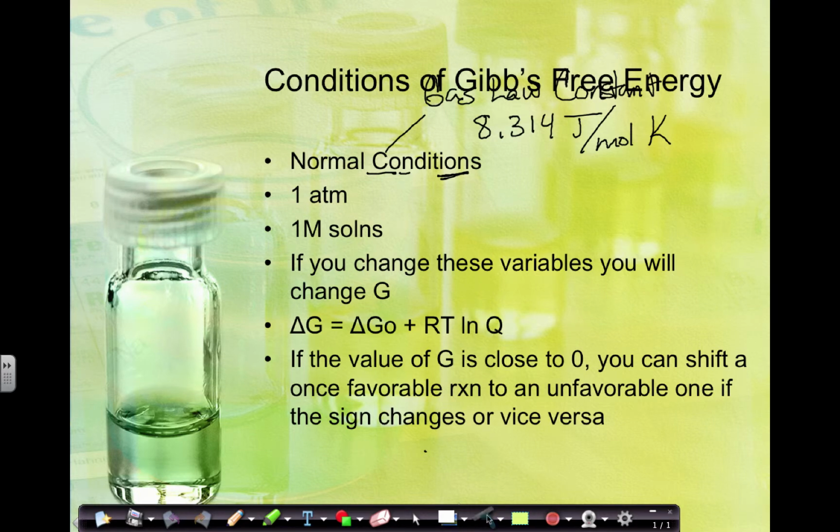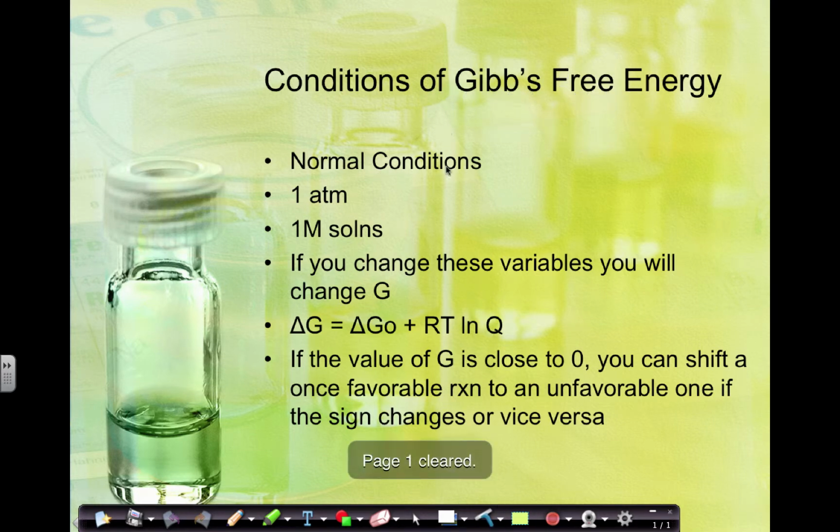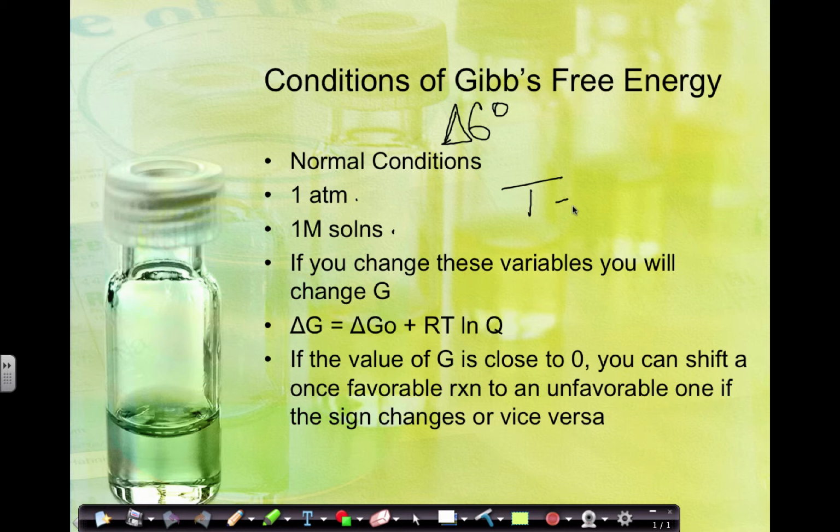All right, so when we talk about Gibbs free energy, and this actually applies to delta H and delta S, if you have this little symbol right here, that means that we have set conditions. The normal conditions will be 1 atmosphere pressure. If it's a solution, it's 1 mole per liter. Also, temperature is equal to 298 Kelvin. That's important for you to remember.